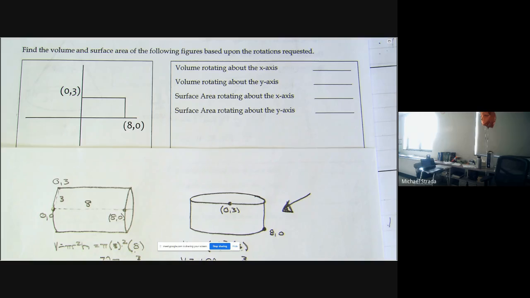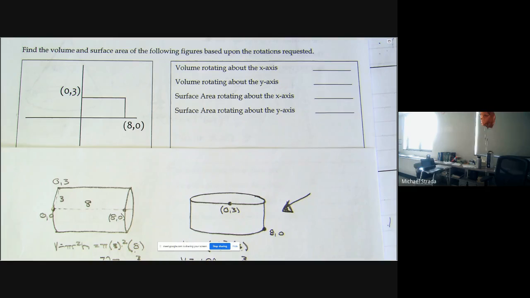So these shapes are always going to have some type of circular surface. The one on the right is around the y-axis. And then this is the one about the x-axis. Any questions? All right. So if there aren't any questions, the 8 here obviously represents the height of the cylinder, because it's rotated about that axis. The 3 then represents the radius, because that's the other coordinate.